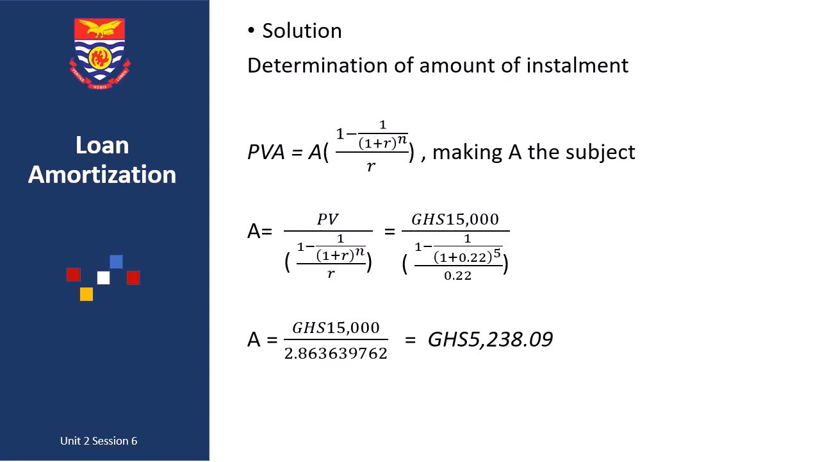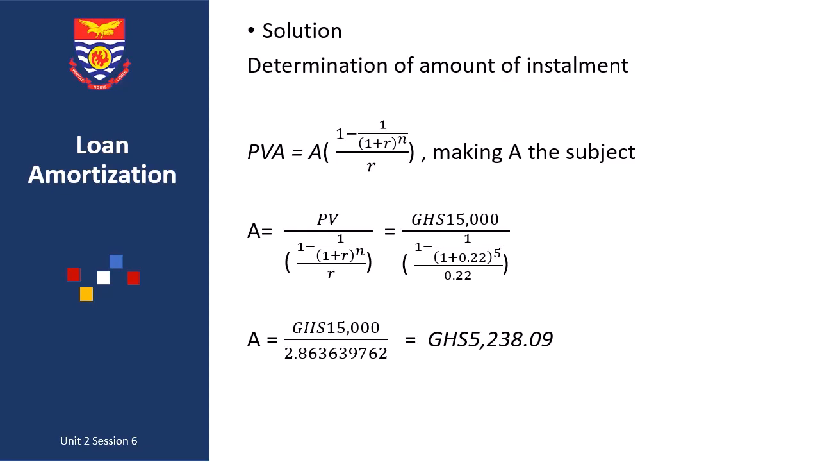So we are finding the amount. The A component is the one that we are finding, to know the amount of installment that you are going to pay every year based on the requirements of the question. So making a change of subject from this equation and making A the subject, we get A equals PV over, 1 minus the discount factor, all over R.